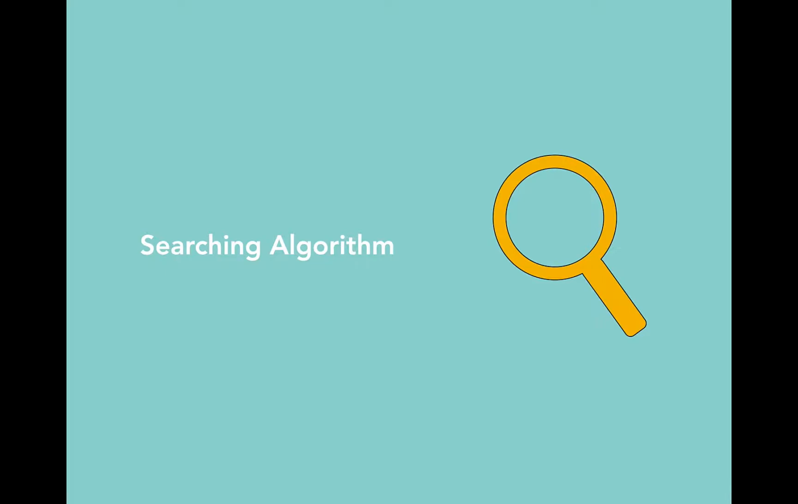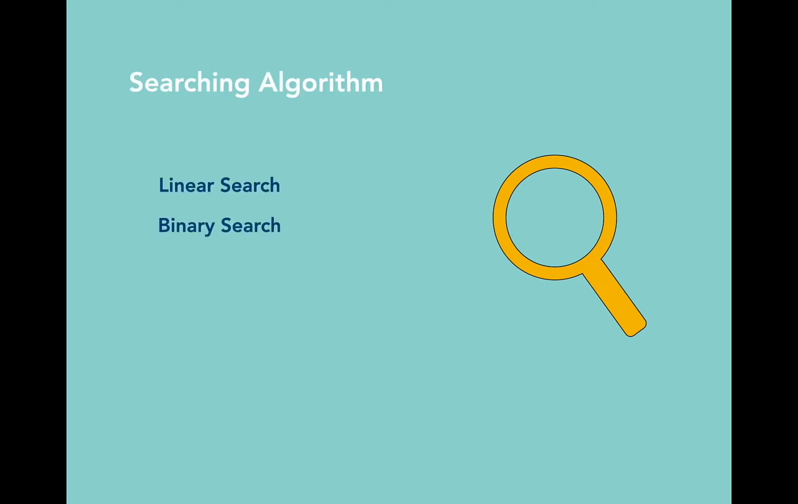Hello everyone and welcome to our new section, which is called Searching Algorithms. In this section we are going to learn different types of searching algorithms like linear search and binary search. As the name implies, a searching algorithm is meant to search for something.